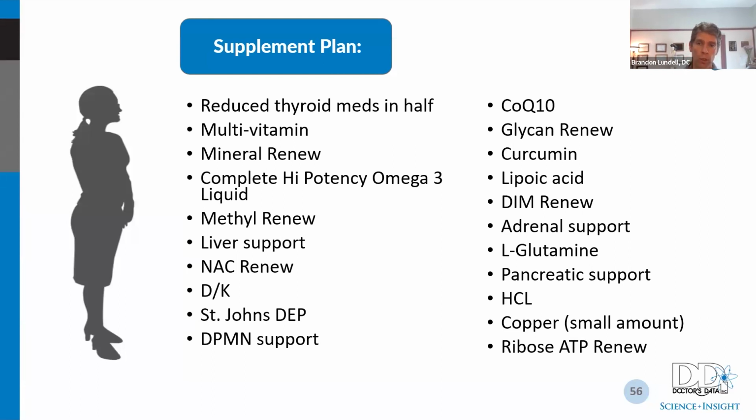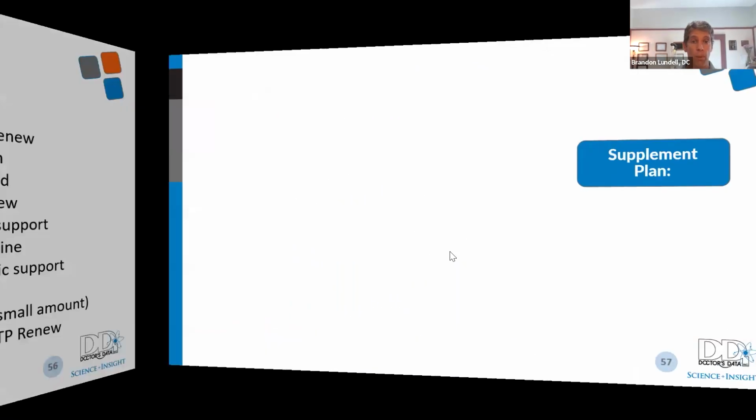CoQ10 for her mitochondria, mushrooms for her immune balance, curcumin for the inflammation, lipoic acid as an antioxidant and protecting her tissues. Lipoic acid is great for leaky gut. Diindolylmethane for her PCOS and estrogen imbalance, adrenal support, mostly for the morning so it doesn't go down over 50%. Glutamine for the gut, pancreatic support for digestion, hydrochloric acid, a small amount of copper, and ribose, which is great for energy, mitochondria, and especially leaky gut. So we put her on a very balanced and complete plan. It addressed everything that we saw in the tests.